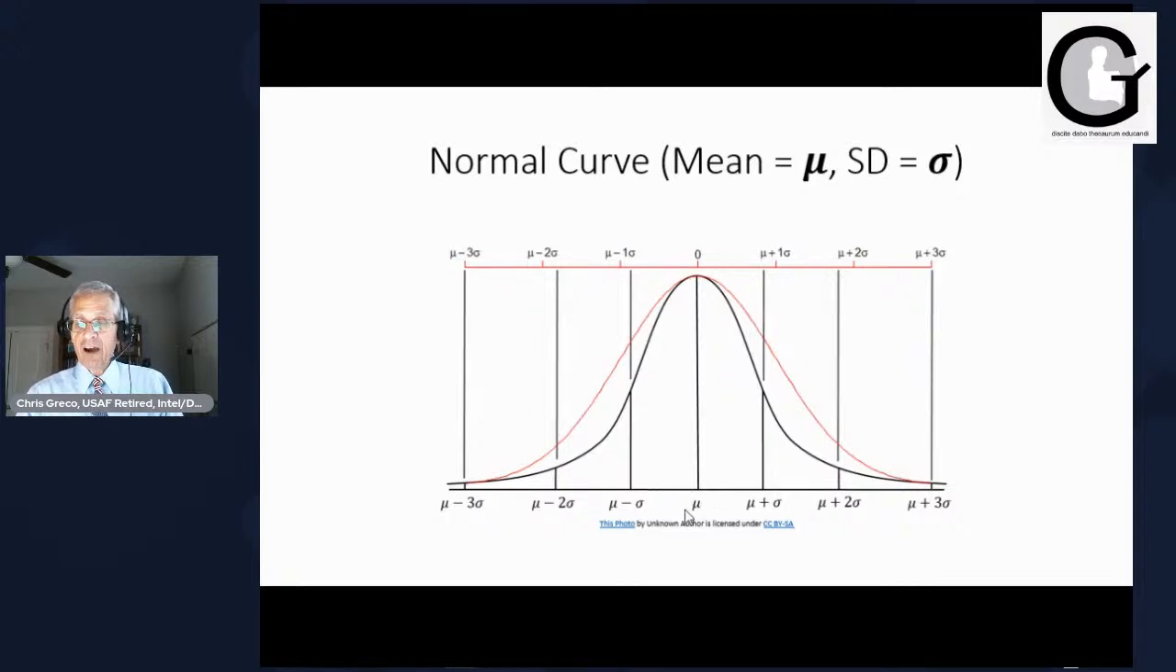The mean of the data, in this case population, is here. You have a mean plus 1 standard deviation, mean plus 2 standard deviations, mean plus 3 standard deviations. Same here, mean minus 1 standard deviation, mean minus 2 standard deviations, and mean minus 3 standard deviations on the left-hand side. So this is called a normal curve.